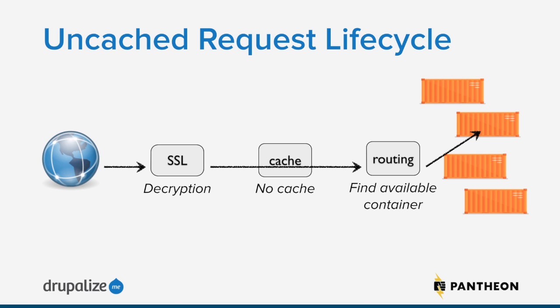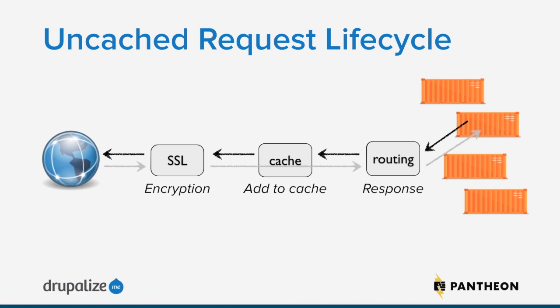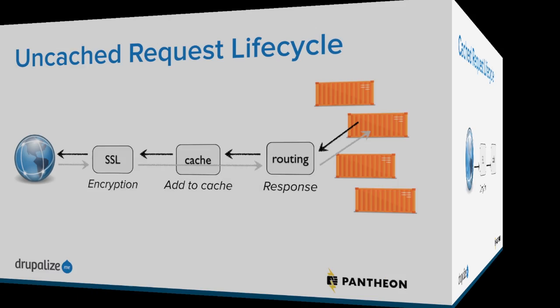which will then find an available container to do the work. Then your Drupal site within that container is going to give the final response that's required and send that back through the entire process. So you get the response, it goes to the cache. This time when it gets to the cache on the way out, it's going to get cached by Varnish if it's set up to be able to do that, so that next time someone makes this request, it would be cached. Then it goes back to SSL for encryption, and then it heads out to somebody's browser, and they get to see your site.